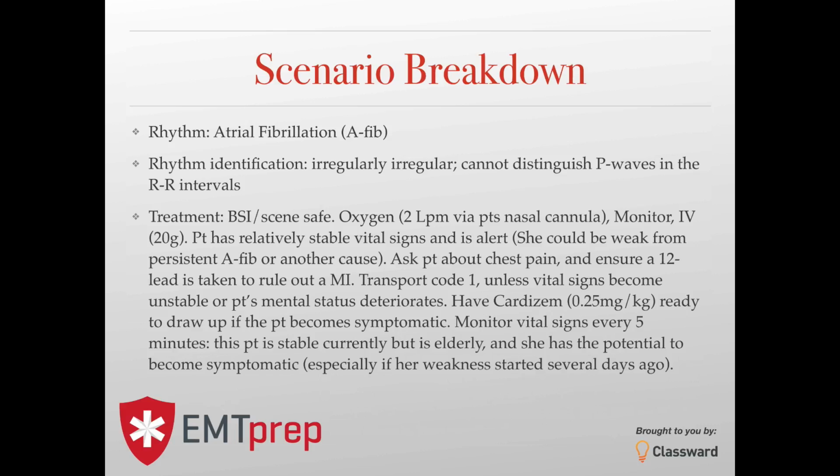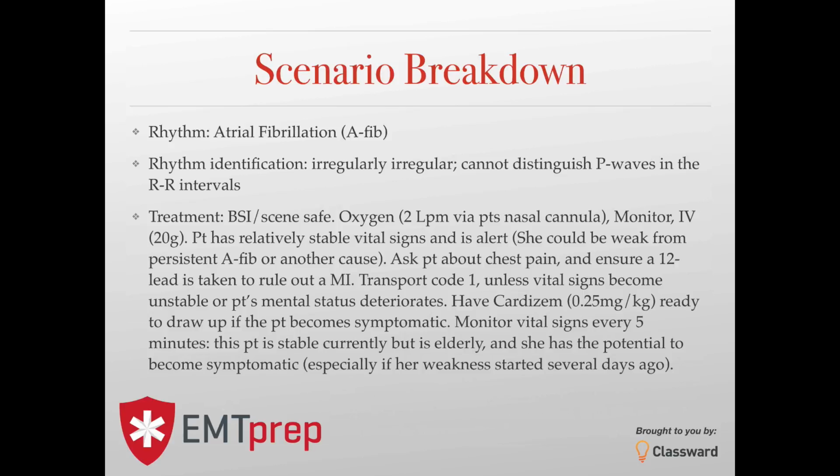The rhythm is atrial fibrillation, and we know that because it is an irregularly irregular rhythm, and we cannot distinguish the P waves in the R to R intervals. For the treatment, we're going to start with body substance isolation, seen as safe. Once you get confirmation that you're seen as safe from your proctor, we're going to provide oxygen. We'll continue giving 2 liters via patient's nasal cannula.